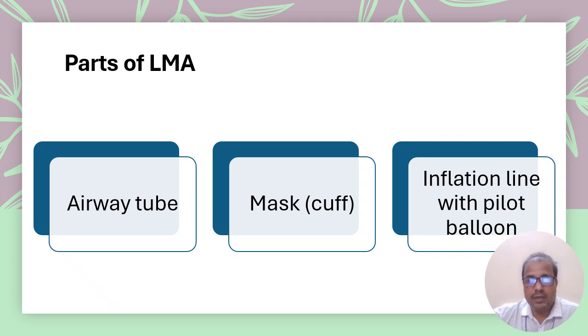The LMA, laryngeal mask airway, has three parts in the first generation. One is the airway tube, which is the main part of the LMA. The second part is the cushion, also called the mask or cuff, which fully seals the laryngeal inlet. And for inflation of the cuff, there is an inflation line and a pilot balloon also.